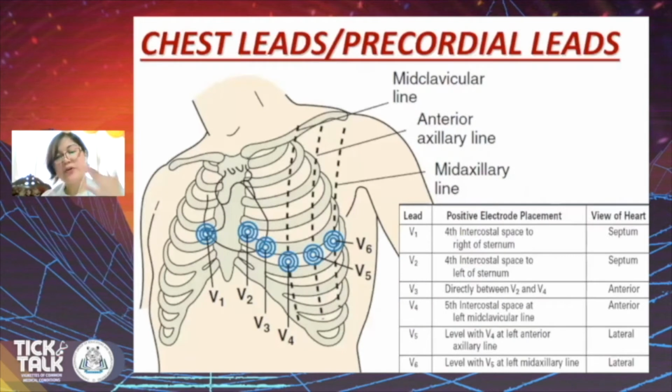Now, your chest leads or your precordial leads are a bit easier to understand because basically where you put the lead gives you an idea of what particular part or portion of the heart it represents. So as seen here, your lead V1 and V2 is situated at a more central part of your chest. So basically, it covers your septum or interventricular septal wall. Your V4 and V3 basically depict the anterior portion of the heart, whereas your lateral precordial leads, namely your V5 and V6, if lumped together, would represent your lateral portion.